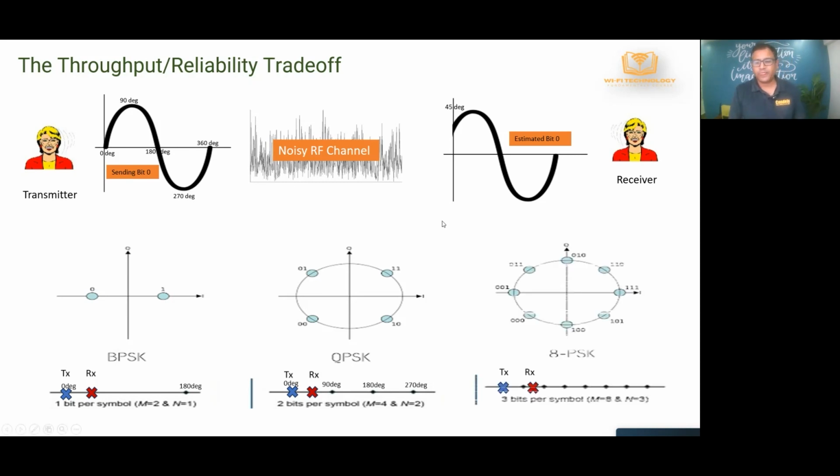Now you apply the same thing to 8 PSK. Here you have 8 combinations, which are 3 bits. Now these points are even closer. Now it's even more confusing, right? And the chances of you actually correctly recovering the information when there is noise is even lower. So that means that it's more error prone. That is basically the idea, the throughput reliability trade-off when it comes to the modulation rates that we are using.